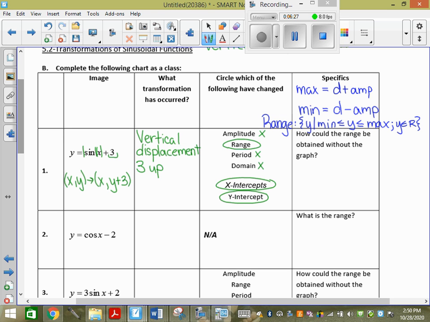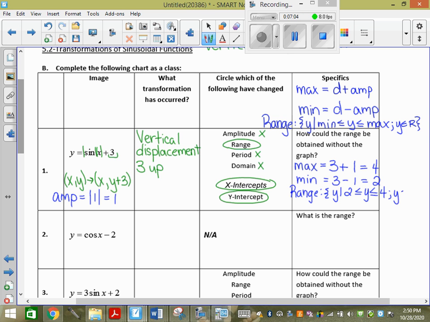So how can we get the range of this graph? We could go maximum, which is D. Our D value is 3, plus our amplitude. Our amplitude is the absolute value of A. So the absolute value of 1 is 1. So if I go 3 plus 1, I get 4. My minimum is 3 minus 1, which is 2. So my range is Y such that 2 and 4 are sandwiched between what? So 2 is less than or equal to Y, is less than or equal to 4, Y here. For interval notation, 2 to 4.